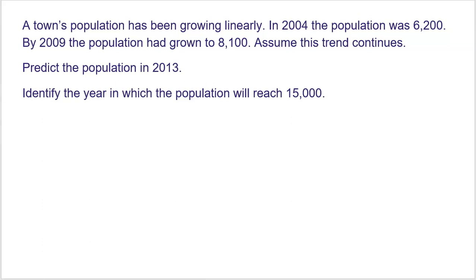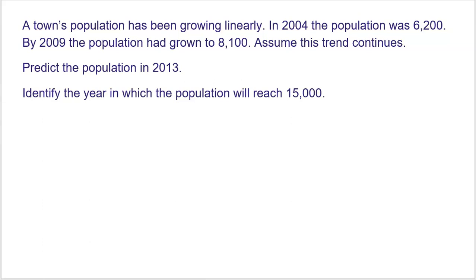So here's our first problem. A town's population has been growing linearly, which means it's growing at a constant rate. That's what linearly means, right? We learned that. In 2004, the population was 6,200. By 2009, the population had grown to 8,100. Assuming this trend continues, predict the population in 2013 and identify the year in which the population will reach 15,000.